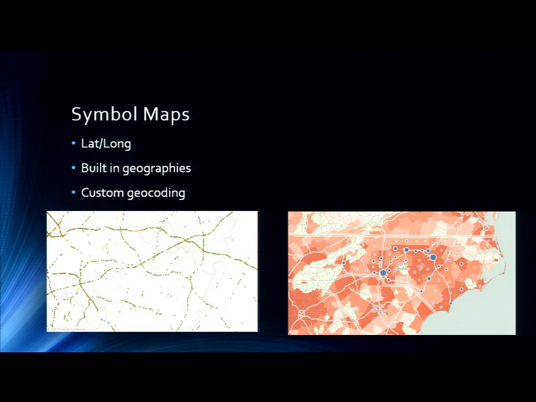Symbol maps: if you have lat long, it's just like the county fields that you have in your data. It'll automatically recognize lat long if you have them named something like lat long or latitude longitude, or you can set them and say this is latitude, this is longitude. So here's a point map with crashes in North Carolina, and that was done by just bringing in the lat long from the data. And then there are the built-in geographies that I talked about and the custom geocoding. So these are just counties right here, and they're symbolized by points.